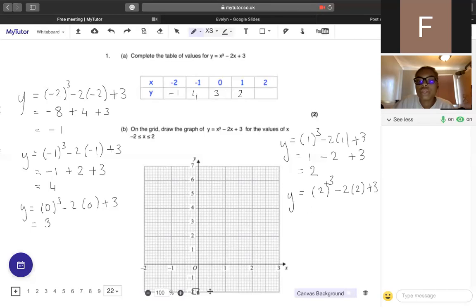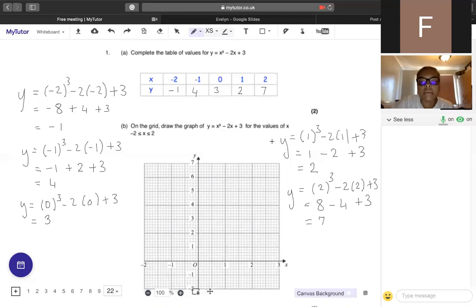So we've got 2 cubed, which is 8. Then we've got minus 2 multiplied by 2, which is minus 4, and then plus 3. So 8 minus 4 plus 3 equals 7. So 7 is our final answer for our table of values.